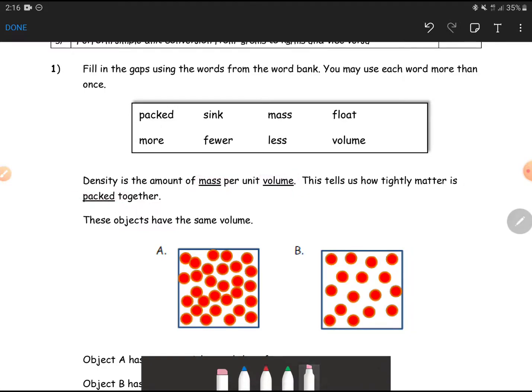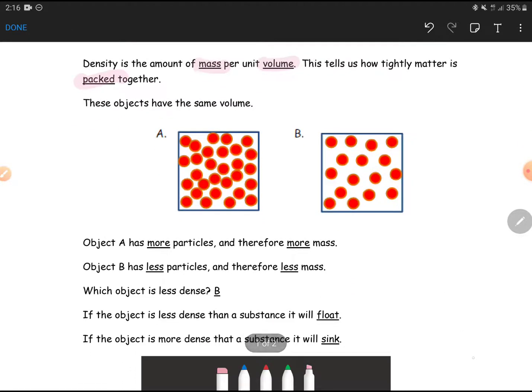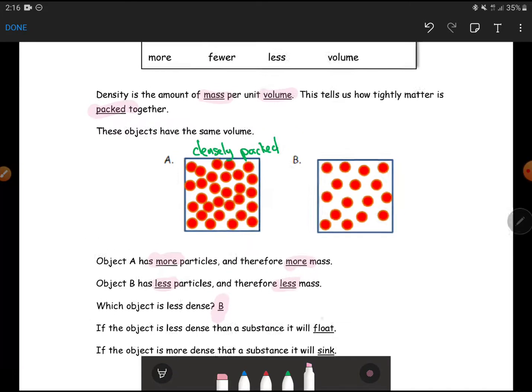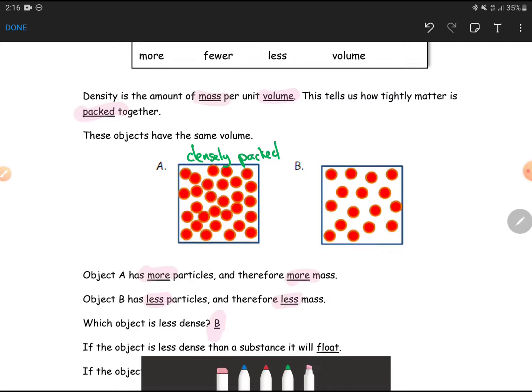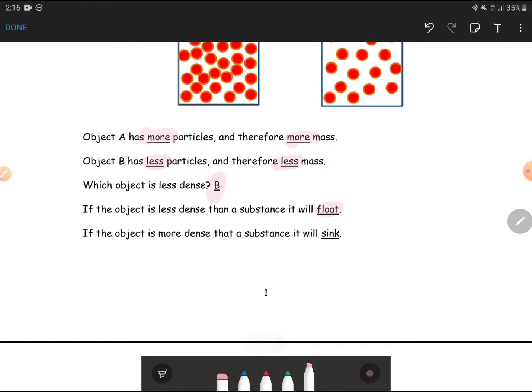All right. So as you can see over here in the diagram, A is very densely packed, whereas B is not as densely packed. So that's the idea over there. A has more particles, so you have more mass. B has less particles, so it has less mass. So as discussed, B is less dense, and whenever an object is less dense, it will actually float, right? Whereas a denser object will always sink. So that's all quite straightforward.